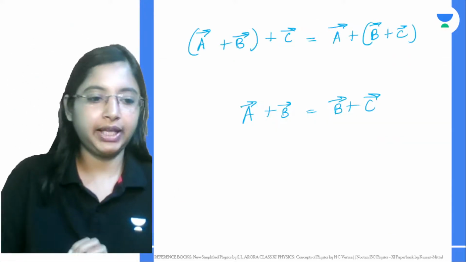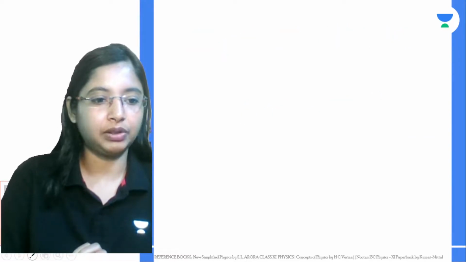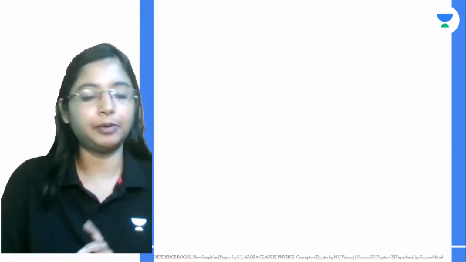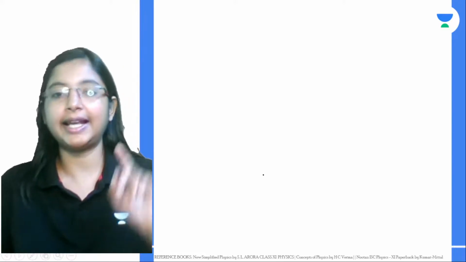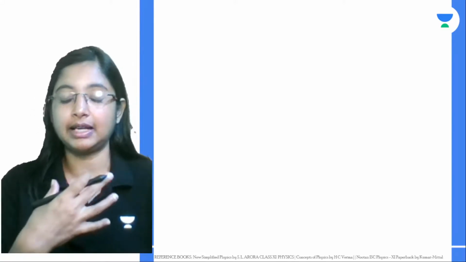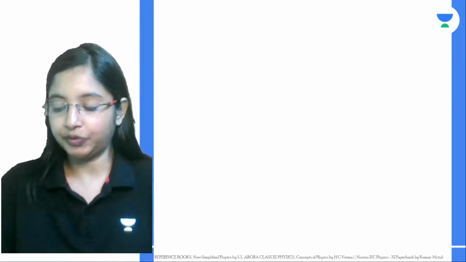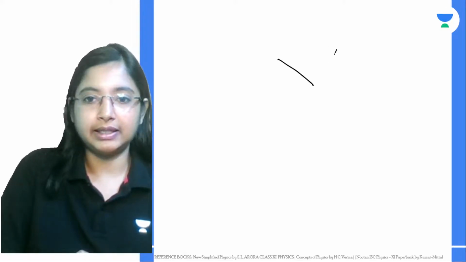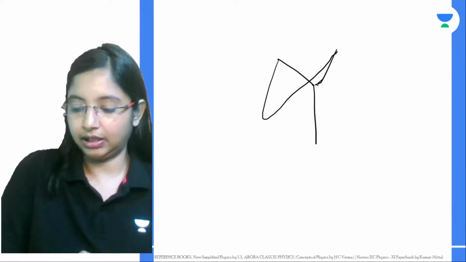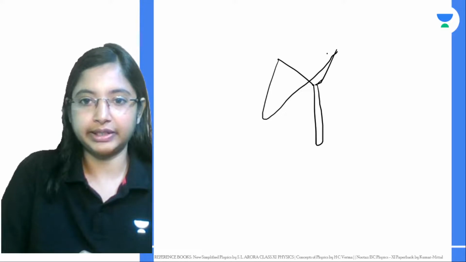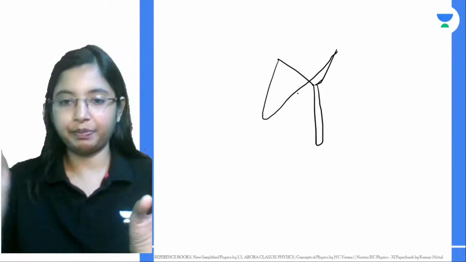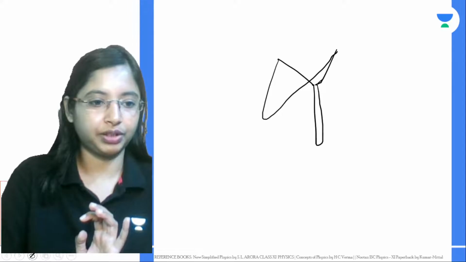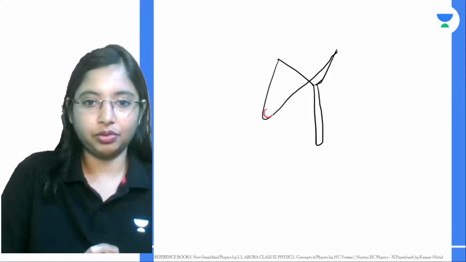Now before we end the class, let's see a real life example. We have done some examples of this in the Unacademy special classes, but I'll do one example. Let's say there is a sling, which will have a rubber band, and you place a stone over here.